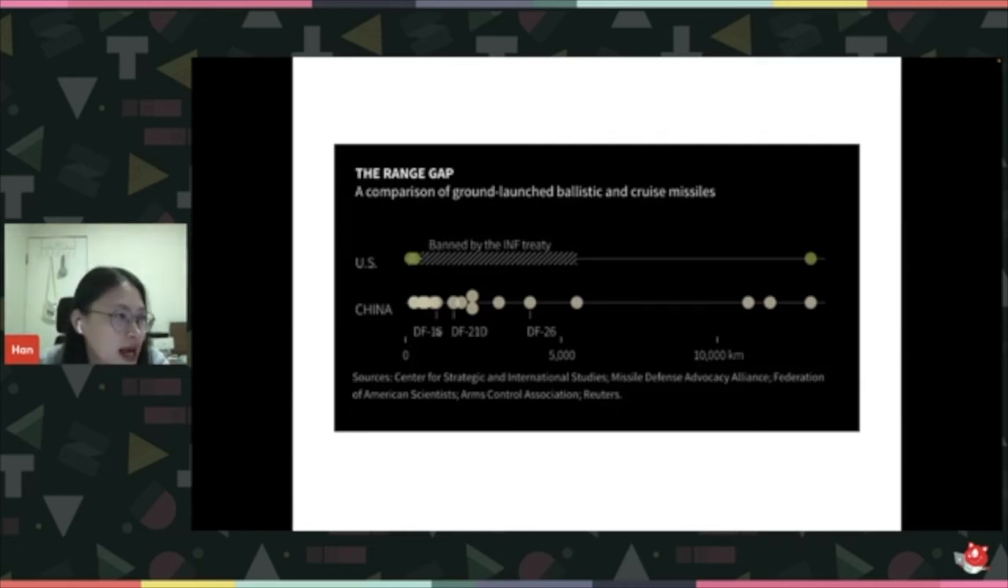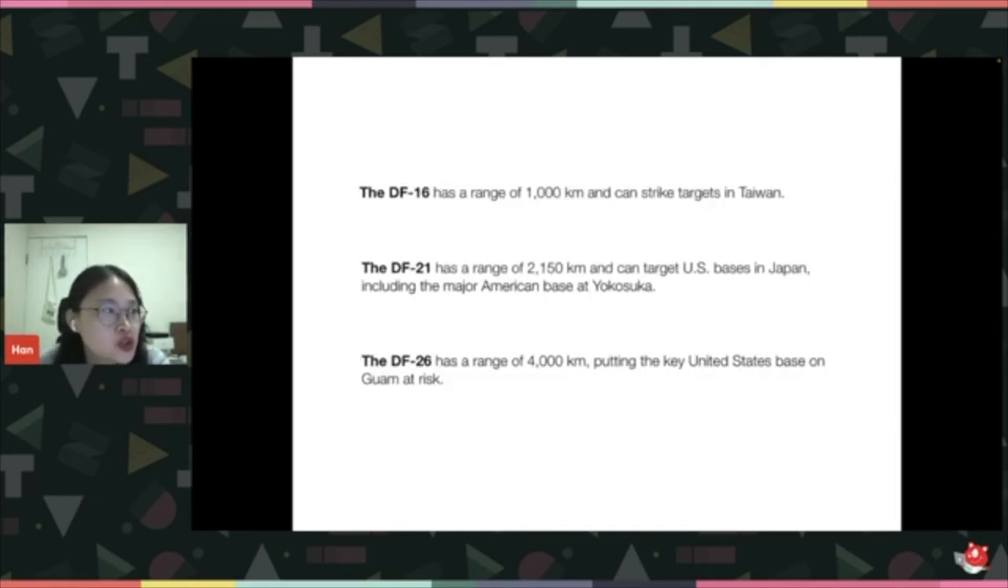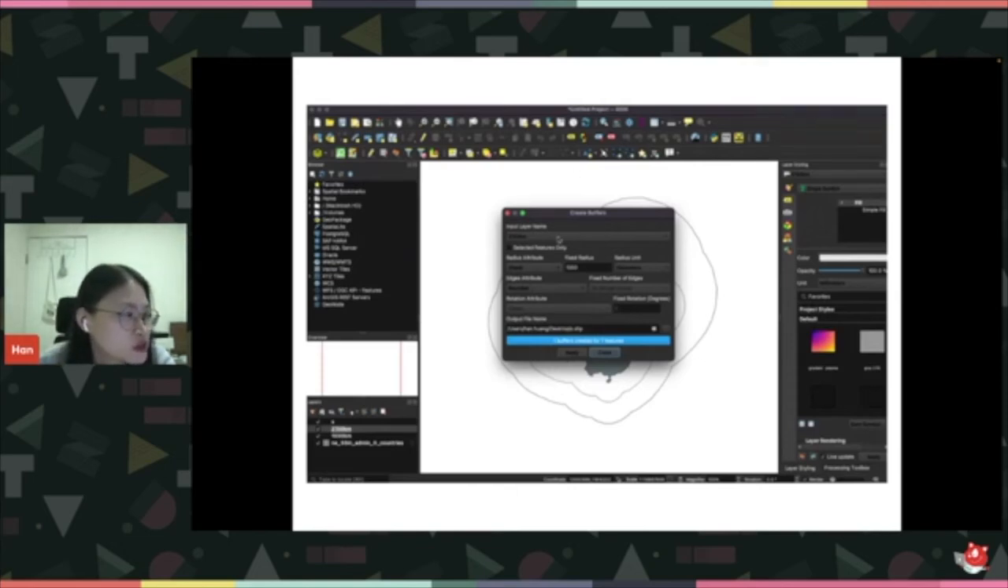And here, we highlight some important missiles launched by China. As you can see, DF-16 is the name of a type of missile. And here, you can tell that it's around 1,000 kilometers range. But it's not that easy to tell the readers how far 1,000 kilometers can reach. So this is a short description of those highlighted missiles. In order to give our readers a better idea, I use QGIS to create buffers.